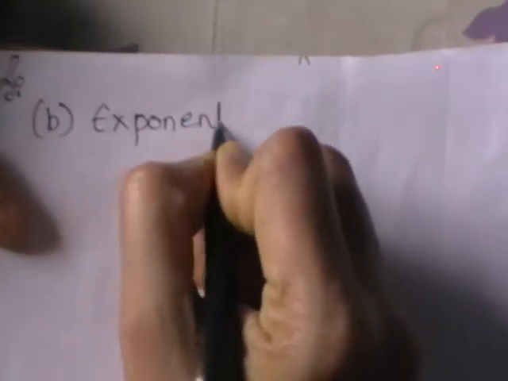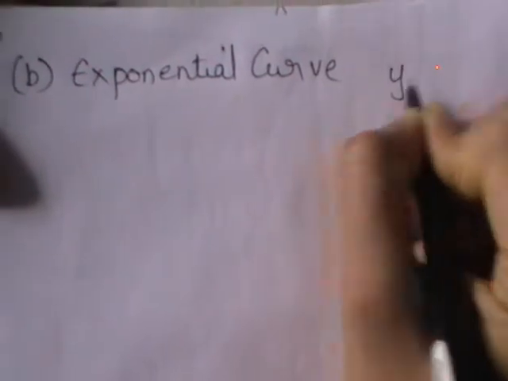Okay, let us discuss the next exponential curve. As these two are together apart, let us discuss in the same one. What is the second exponential curve? Y is equal to a b power x.